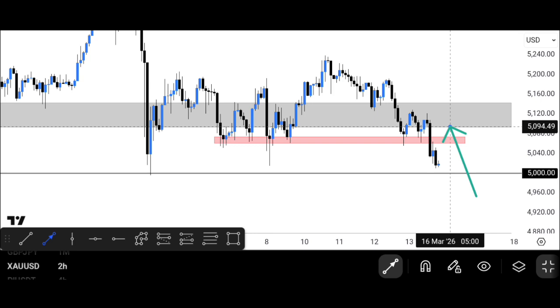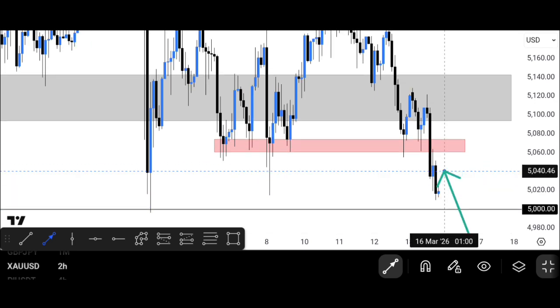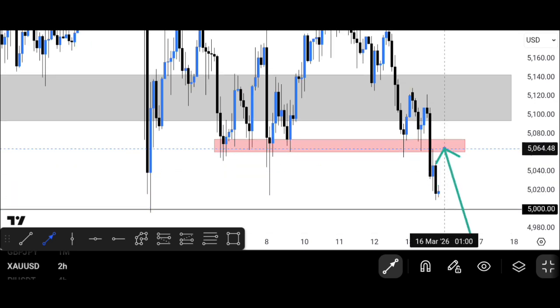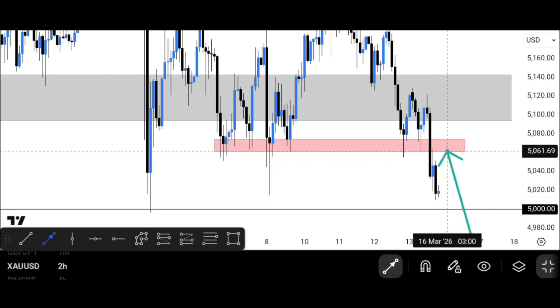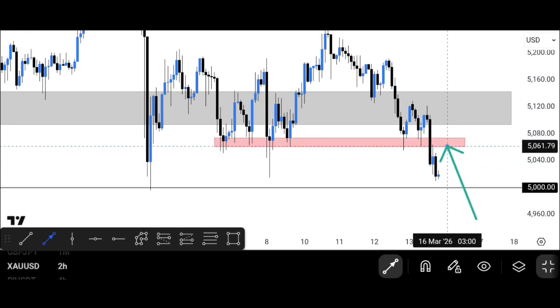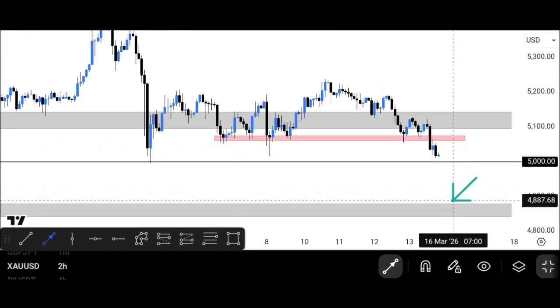It could happen, but if we are going to get a retracement, I see this zone here. If we push all the way up to this zone and on the 2 hour time frame we get a rejection candle, any reversal candle around the zone, then you should enter and potentially target this new low here, because we should see price go all the way down to this new low.